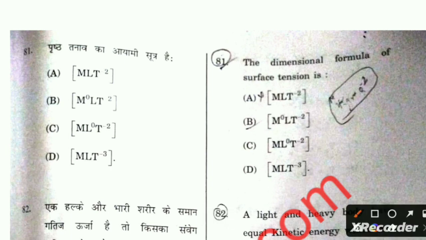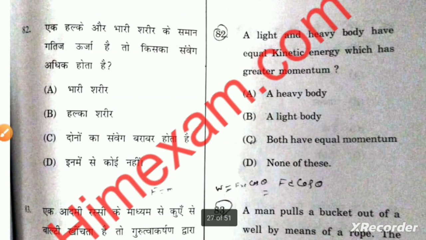The dimensional formula of surface tension. This is a direct question which comes in examination. The dimensional formula of surface tension is MT^-2. It means the first option is not right, the second option is not right, and the fourth option is not right. The right option is the third option, ML^0T^-2. You have to know MT^-2 means ML^0T^-2. So the third option is the right option. So move to the next question.